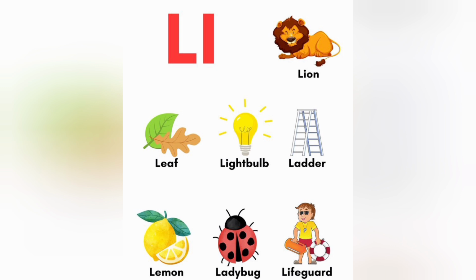Now let's repeat the letter with its sound. L, lion. L, leaf. L, light bulb. L, ladder. L, lemon. L, ladybug. L, lifeguard.